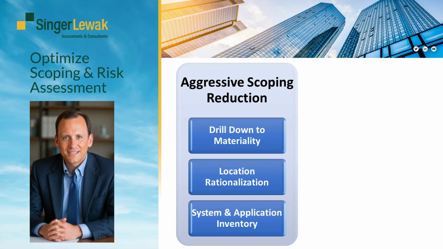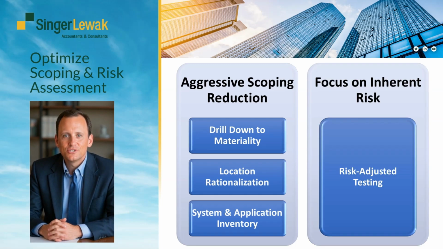Third, evaluate system and application inventory. Treat financial systems like assets. For each in-scope system, ERP, payroll, treasury, etc., have a documented rationale for why it's a key financial reporting application. If a system only feeds non-material data, remove it from IT general control scope.